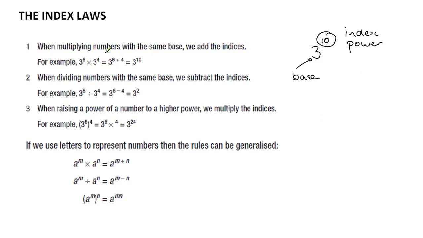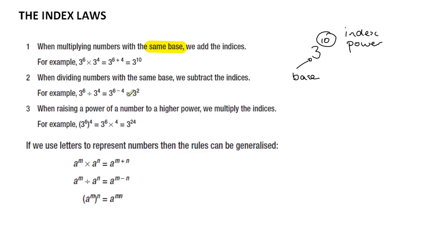So let's go through now and have a look at these three laws. First one is, it says when multiplying numbers with the same base. Now that's a very important point. The bases have to be the same. We add the indices. So here we have an example, a base of 3, another base, so they're the same. Add the indices and we get 3 to the power of 10. That's rule 1.